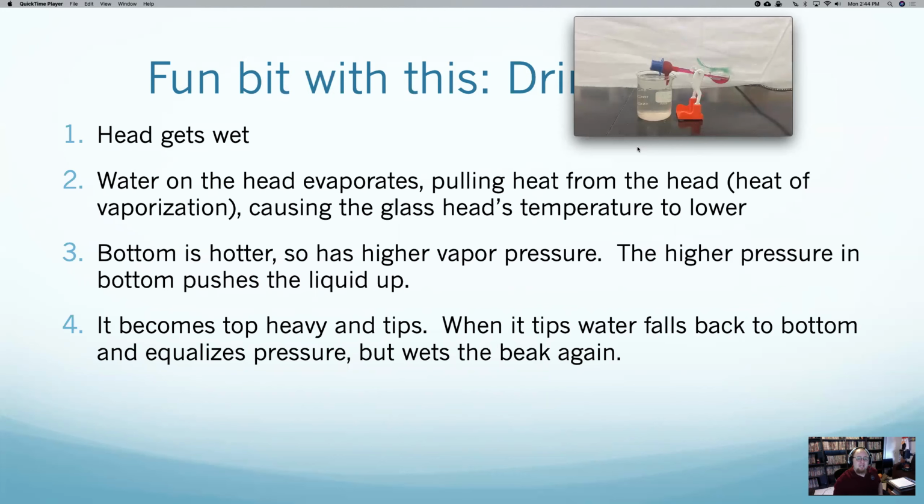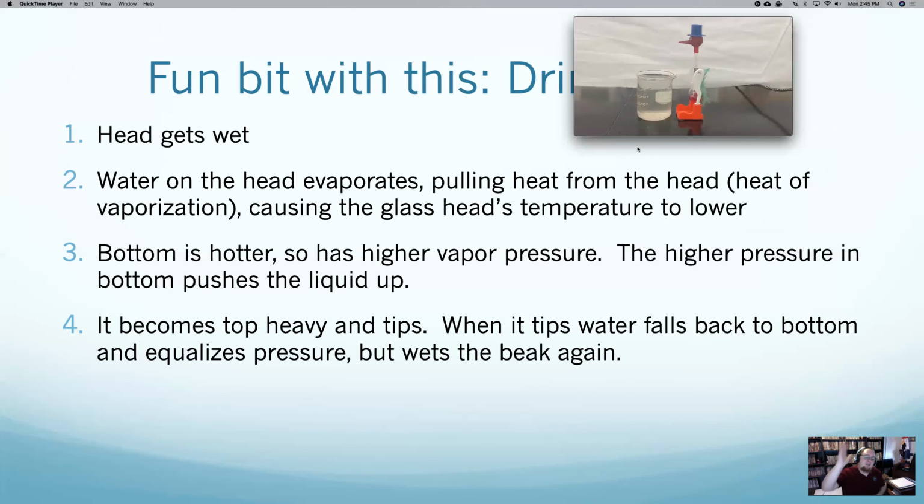What this will do is take heat out of the gas that fills its head. If we take heat out of the gas, we decrease its temperature. That means the head's temperature goes down. But by the ideal gas law, if temperature goes down, pressure goes down. The pressure is going to go down in the head, and if the pressure goes down, we're going to make a suction and suck the liquid right up to the head. If we suck the liquid up to its head, he becomes top heavy and tips over.